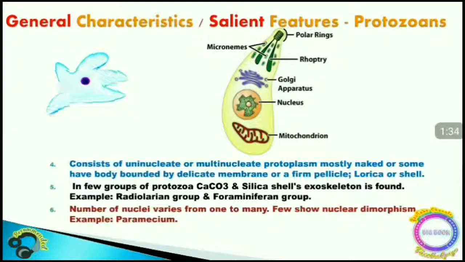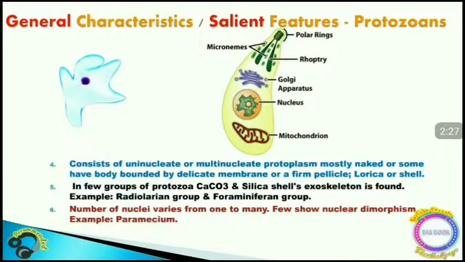Consists of uninucleate or multinucleate protoplasm, mostly naked, or some have body bounded by delicate membrane or a firm pellicle, lorica or shell. Here these organisms are uninucleate. They can be of single nucleus or they can be of multinucleus. Sometimes they are called naked, but most of these primitive organisms are not without the membrane, but are found with the delicate membrane or a firm pellicle or a lorica or the shell.